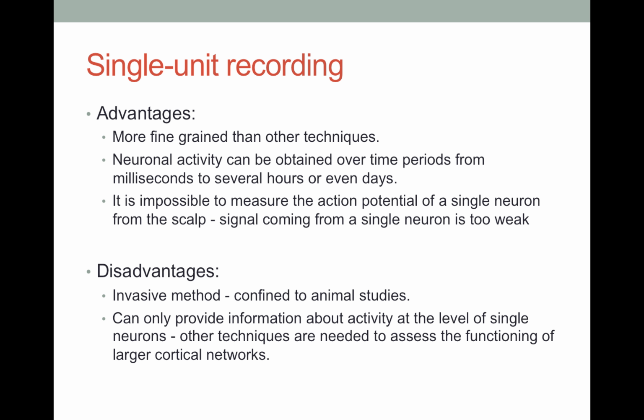The single-cell recording technique is a much more fine-grained technique than other neuroimaging techniques. One advantage is that using this approach, neuronal activity can be obtained over time periods ranging from small fractions of a second up to several hours or even days. However, the technique can only provide information about activity at the level of single neurons, and so other techniques are needed to assess the functioning of larger cortical networks. Because of how invasive single-cell recording is, it is confined to animal studies.